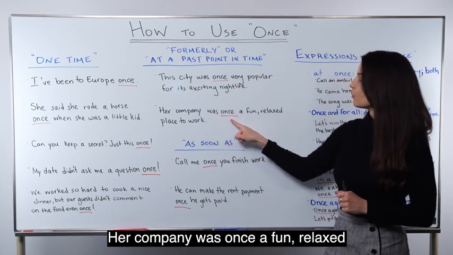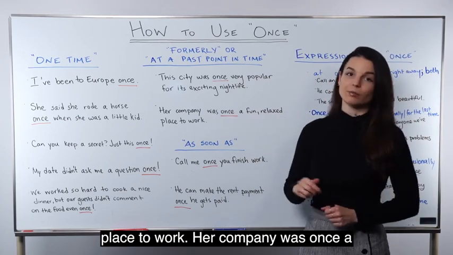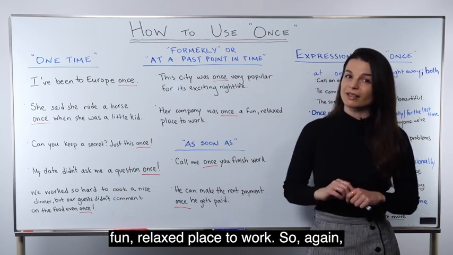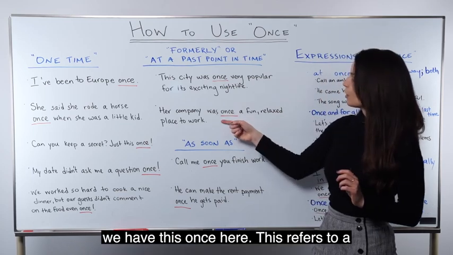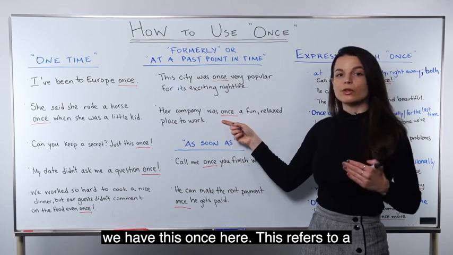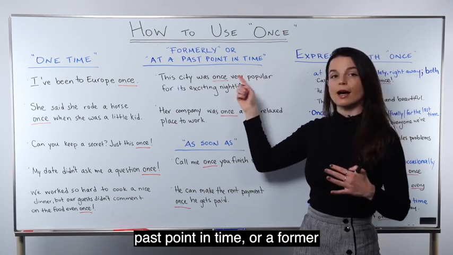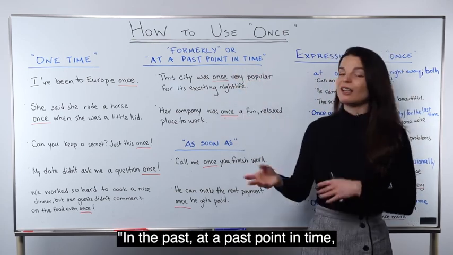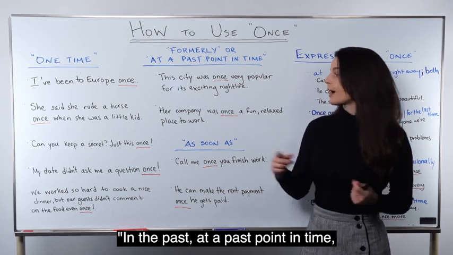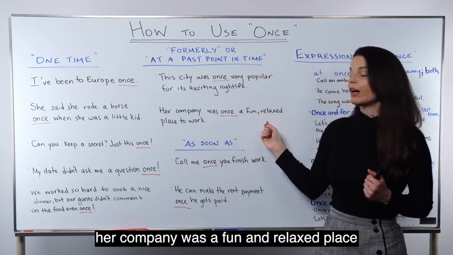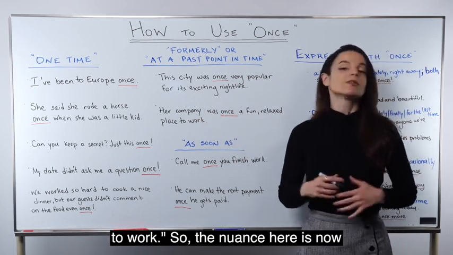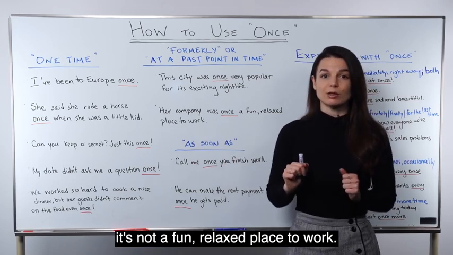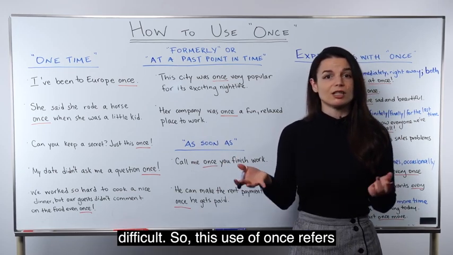Her company was once a fun, relaxed place to work. So again, we have this once here. This refers to a past point in time or a former condition. So this sentence is saying, in the past, at a past point in time, her company was a fun and relaxed place to work. So the nuance here is now it's not a fun, relaxed place to work. Maybe it's very stressful and it's very difficult.